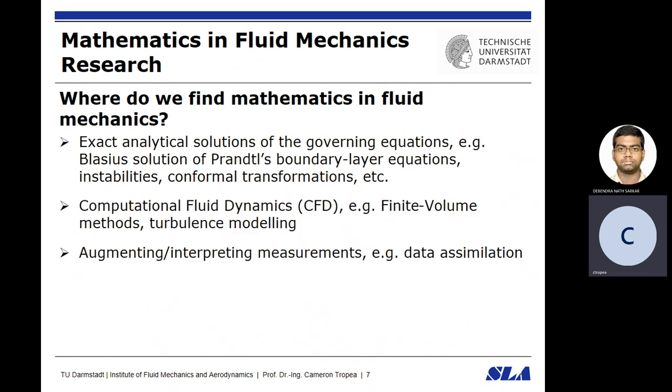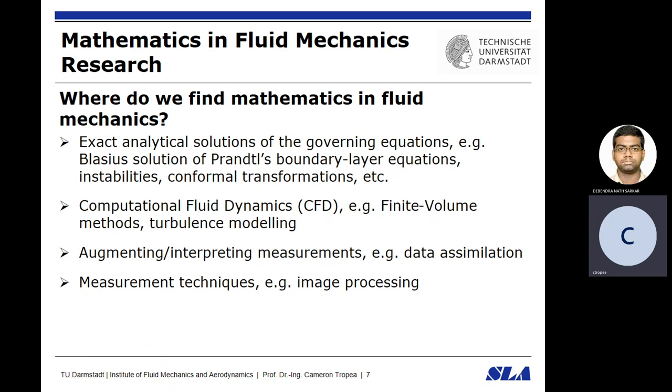So I've just tried to put together a few things. Where is mathematics? It's everywhere. Obviously, it's there where you're looking for analytical solutions to your problem, and I've just said things like Prandtl's boundary layer or conformal mapping transformations. I see a few heads nodding. I know most of you have heard of these things if you haven't used them yourself.